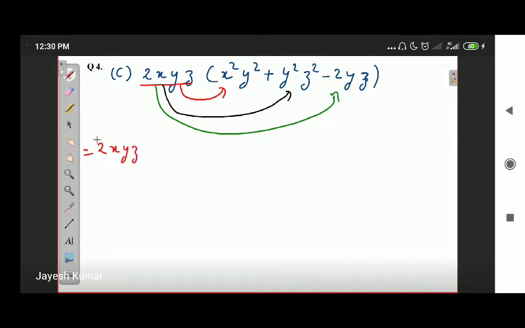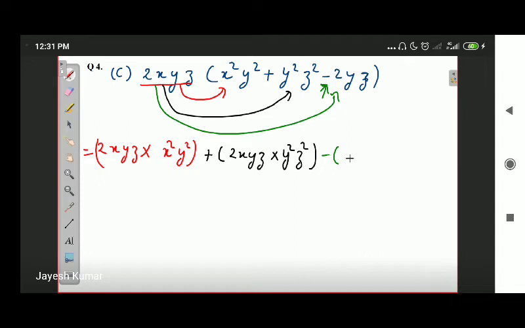So let's see, first of all, 2xyz, we have to multiply it with x square y square. Then the sign in between remains same, plus 2xyz, this time multiplied by y square z square, and lastly it is negative sign because of this. I put the negative sign before the brackets. 2xyz is multiplied by 2yz.